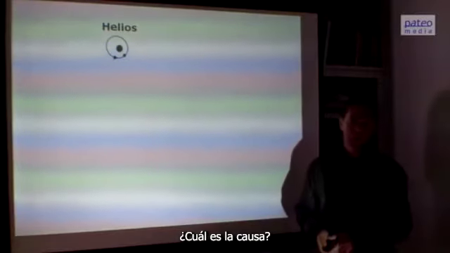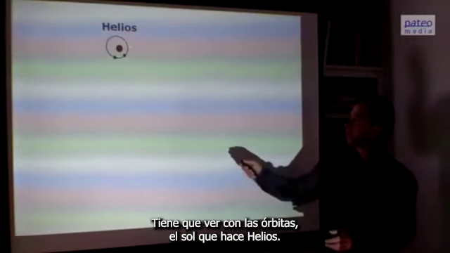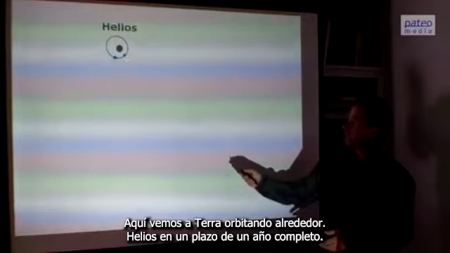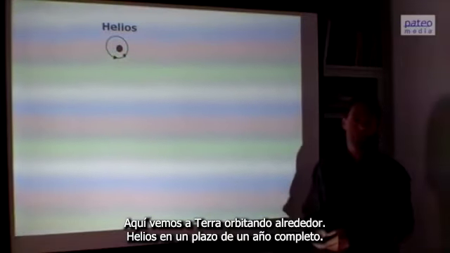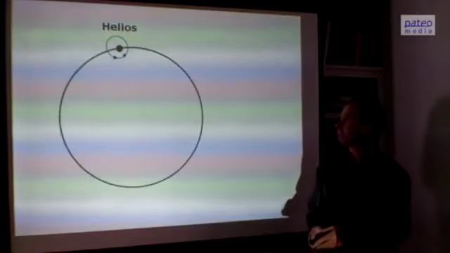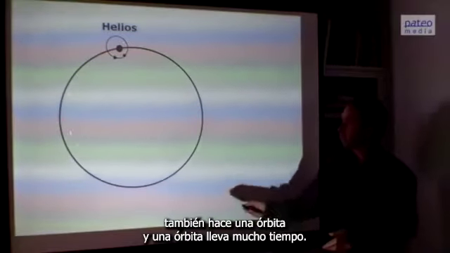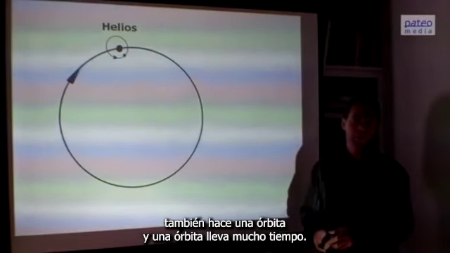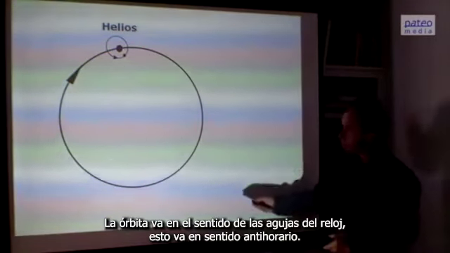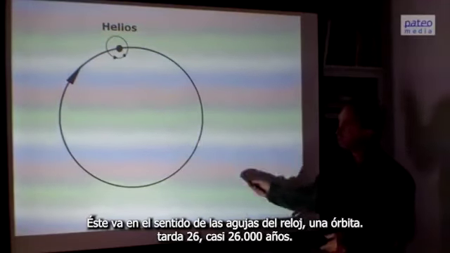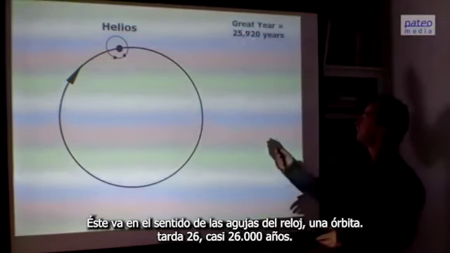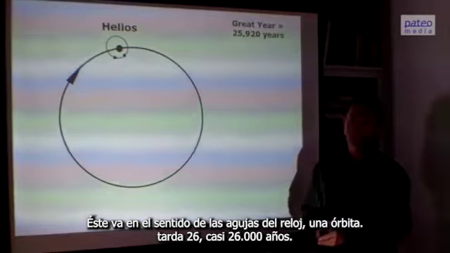Why is that caused? It has to do with the orbit the Sun Helios makes. We see here Terra orbiting around Helios in a full year time. But Helios itself also makes an orbit. And that orbit takes very long. The orbit goes clockwise. This goes counterclockwise, this one goes clockwise. And an orbit takes nearly 26,000 years.